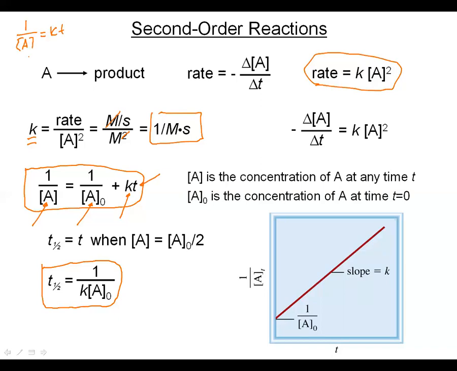And this would be y equals mx plus b. So the typical linear graph that we see for a second order reaction has on the y-axis 1 over the concentration. On the x-axis, it is time, just like it was before. And in this particular case, we will actually get a positive slope line. And the slope in this case would equal the rate constant, while the y-intercept would equal 1 over the initial concentration of A.